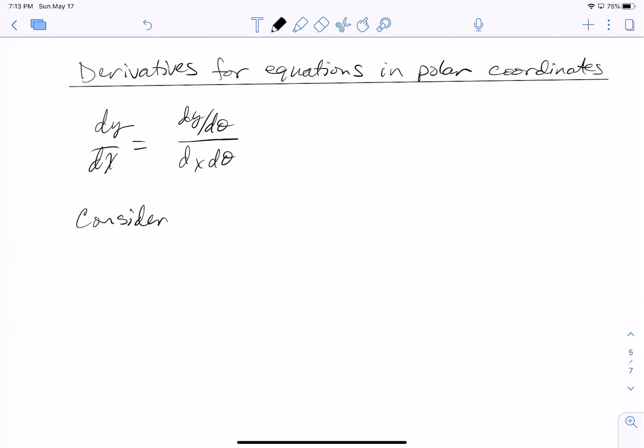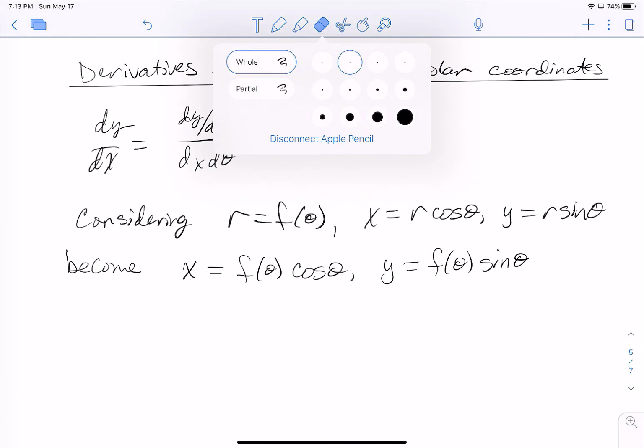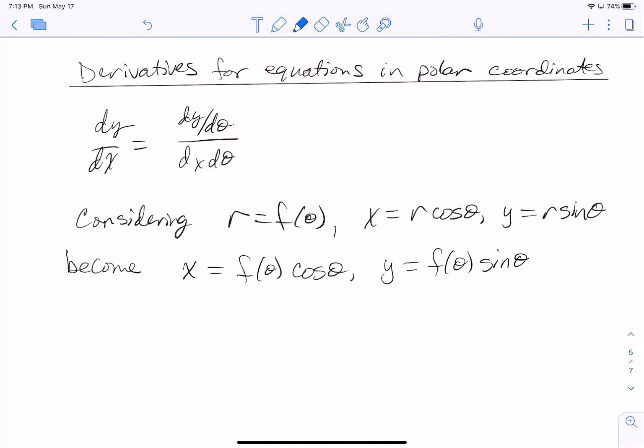Considering r as a function of theta, when we see that x is equal to r times the cosine of theta and y is equal to r times the sine of theta, they become x is equal to f of theta times the cosine of theta, y is equal to f of theta times the sine of theta, where we see that f of theta is replacing r in our conversion equations between rectangular and polar coordinates.